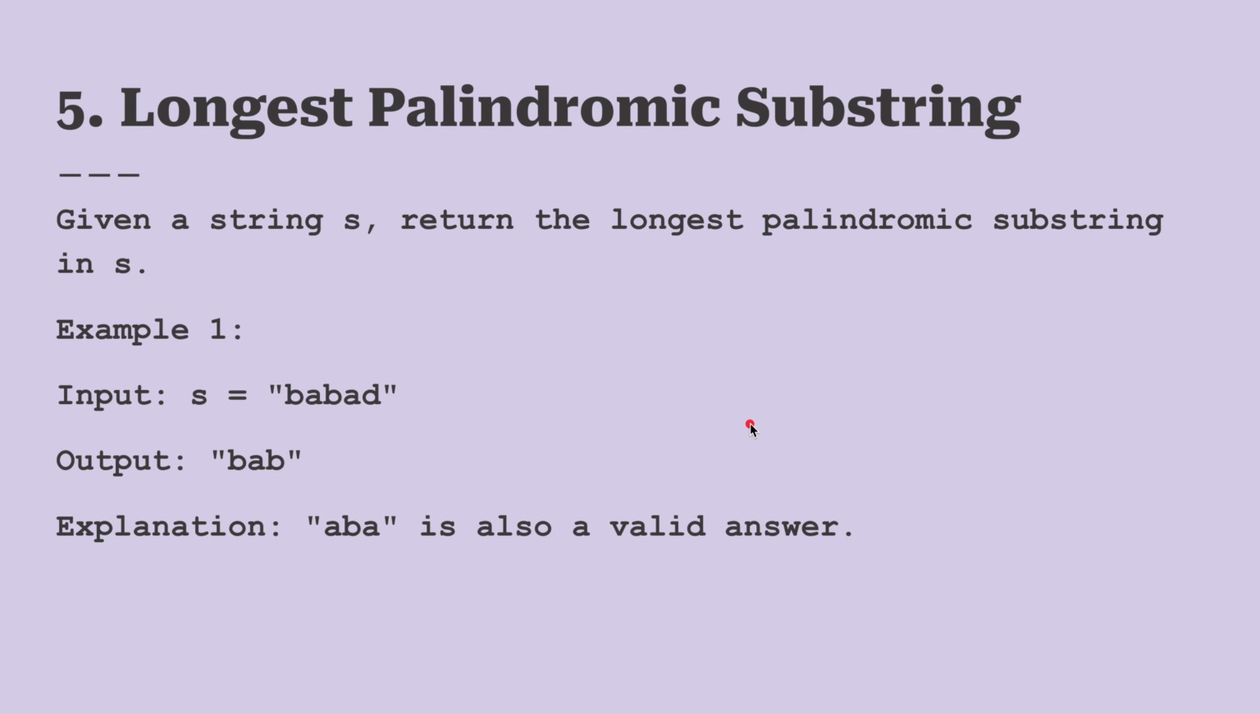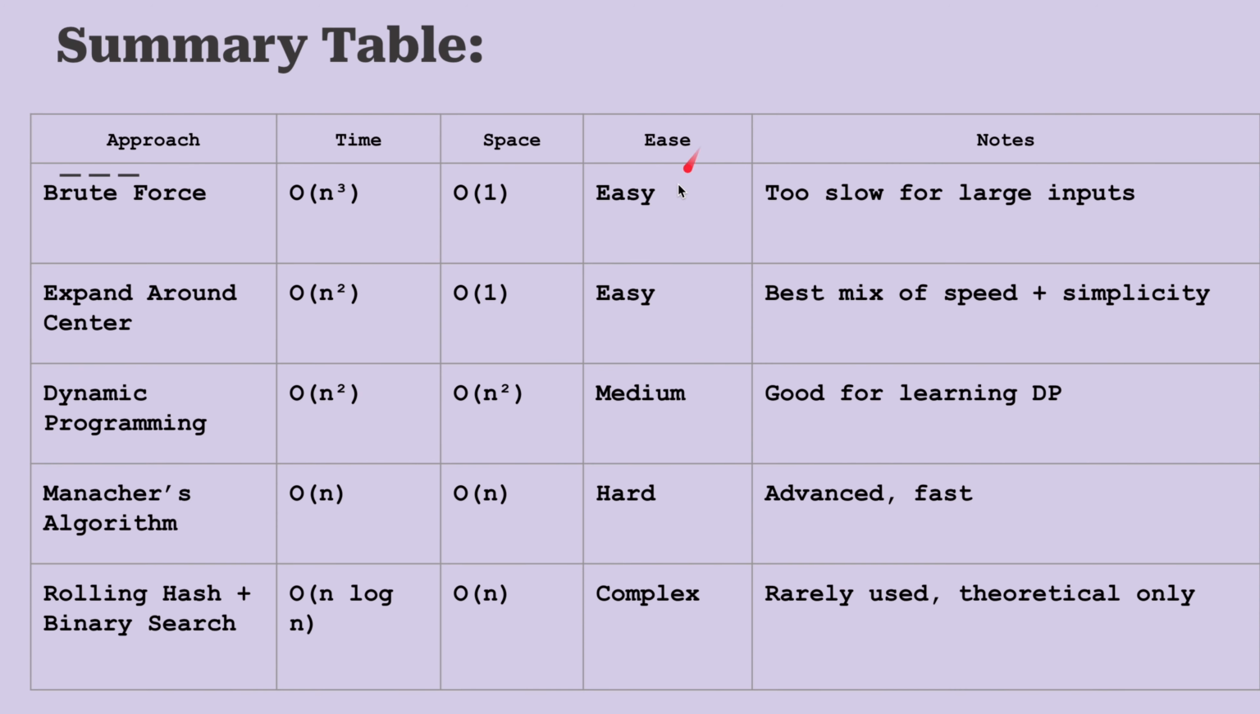Today we are going to solve one of the most popular coding interview problems, that is LeetCode 5, the longest palindromic substring. This question is very important if you are preparing for interviews. If we solve this problem using the brute force approach, we get a complexity of O(n^3), and it is too slow for large input, but still LeetCode accepts it. We have seen that in the last video.